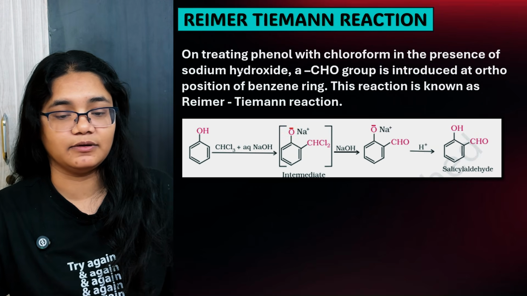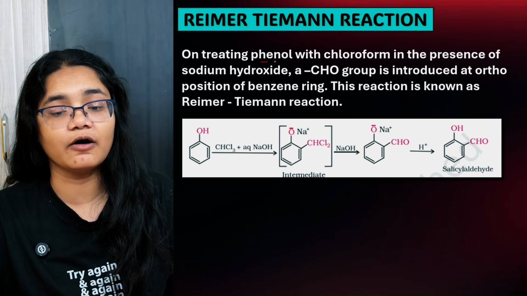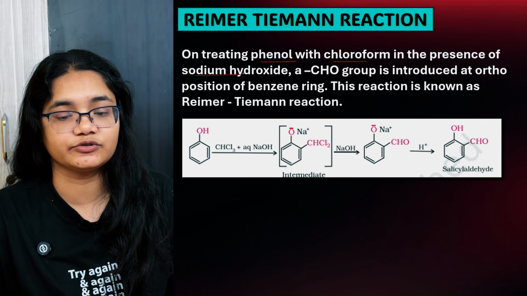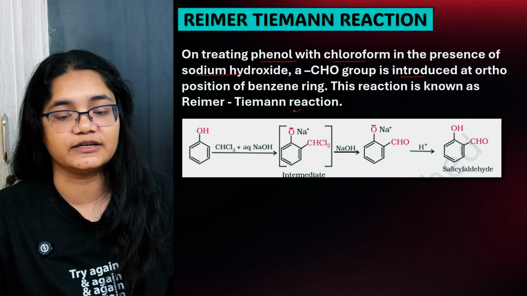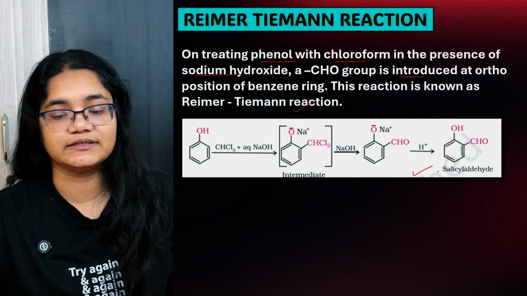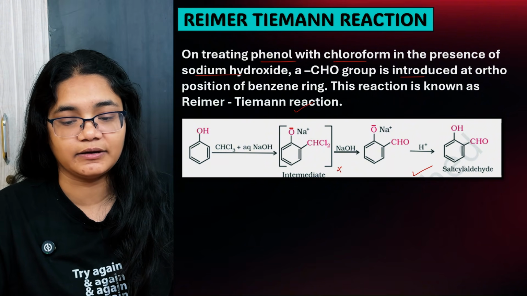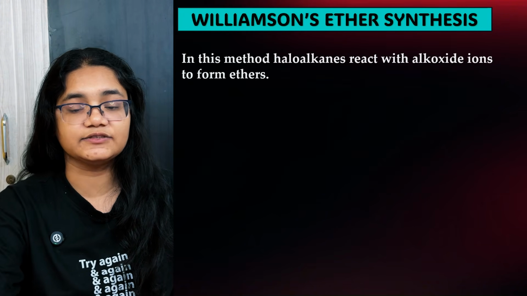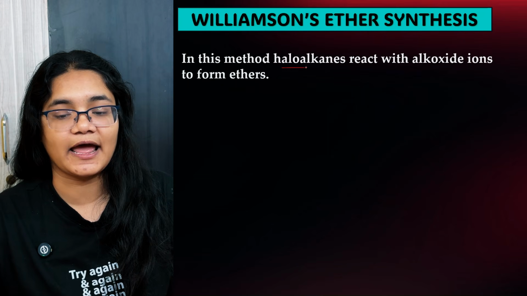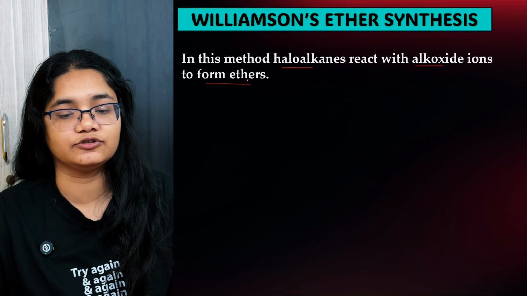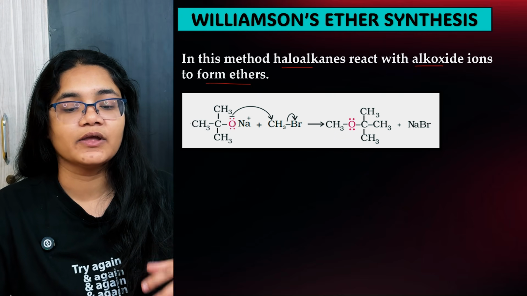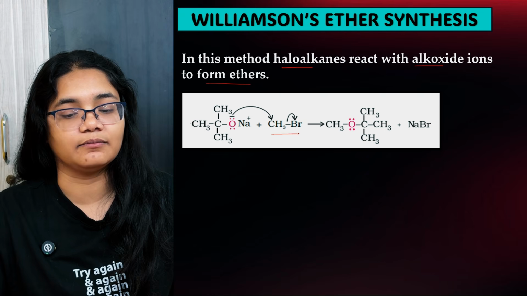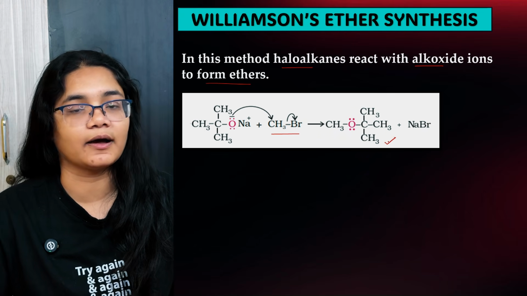Next, we have Reimer-Tiemann reaction. So on heating phenol with chloroform in the presence of sodium hydroxide, a CHO group is introduced at the ortho position. This is called Reimer-Tiemann reaction, and you can see the whole reaction, and this intermediate here is important. Next is Williamson ether synthesis. In this method, haloalkanes react with alkoxide ions to form ethers, and you can write down a reaction where you have taken a tert-butyl alkoxide ion with methyl bromide, and this reacts to give you a compound like this.